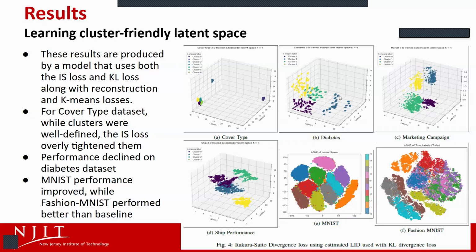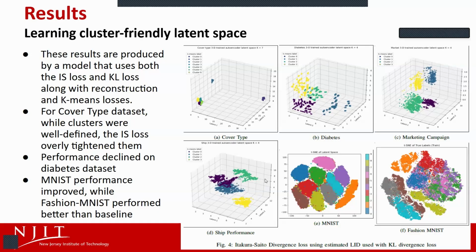As for the diabetes dataset, we see that there's a performance failure here. This is mainly due to the fact that the diabetes dataset has a very small number of data points, only around 150. And in such scenarios, the Itakura Saito divergence loss receives noisy and unstable targets, resulting in high variance gradients that overwhelm the KL divergence signal and destabilize the training.